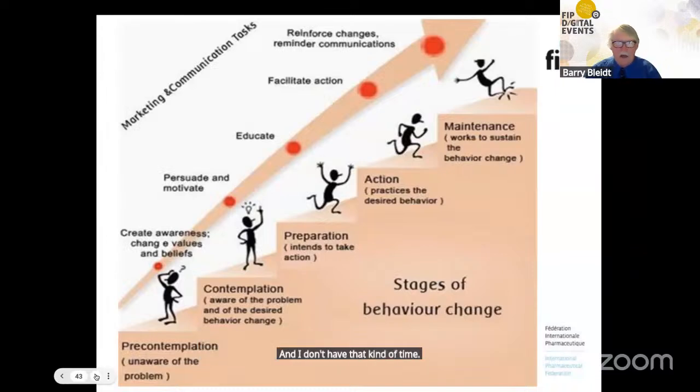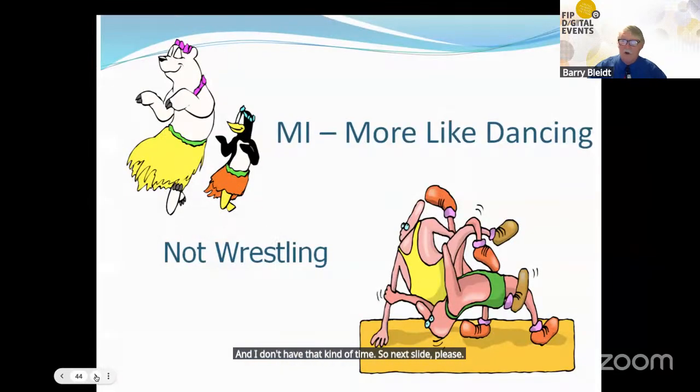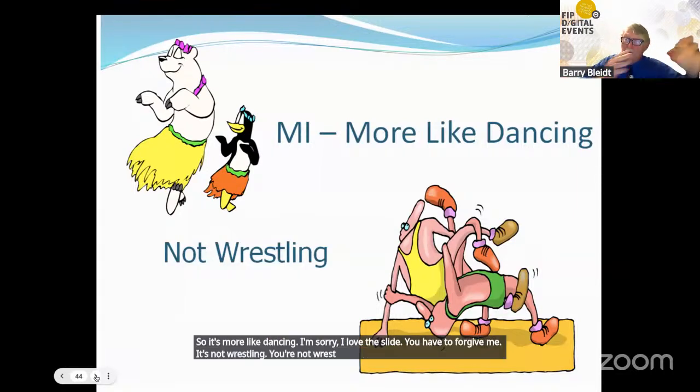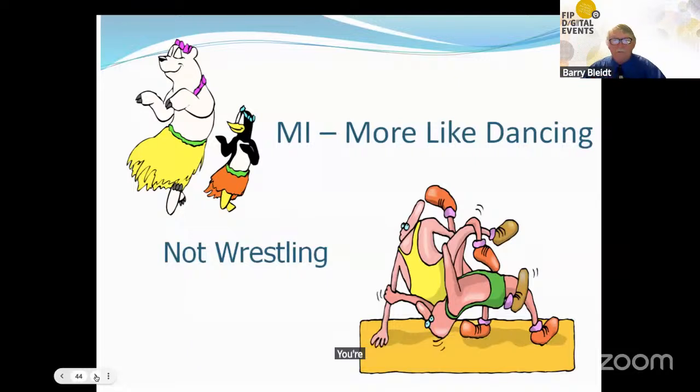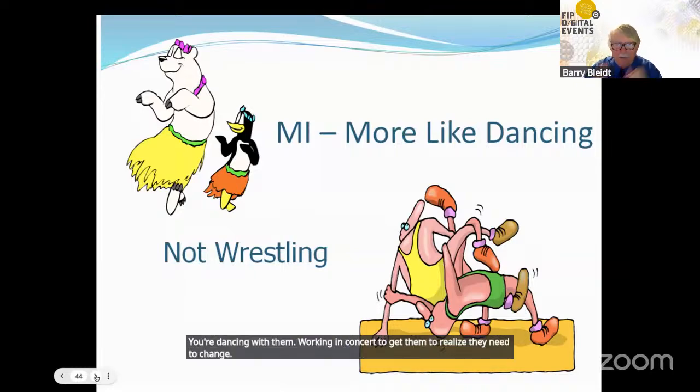So next slide, please. So it's more like dancing. I'm sorry, I love this slide. You have to forgive me. It's not wrestling. You're not wrestling with your patient. You're dancing with them. You're working in concert to get them to realize they need to change. Okay, next slide.